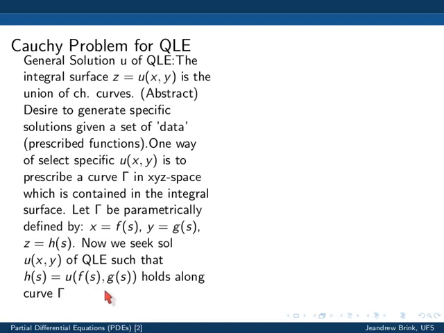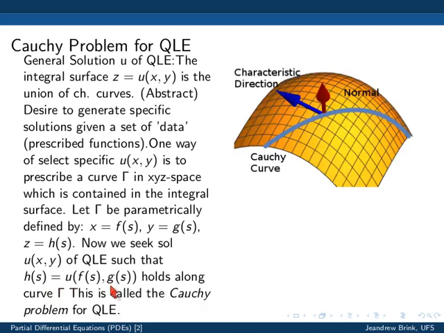Okay, so that's how we've translated this general specification of the curve into something that has meaning for our differential equation. In the special case, this can also be an initial condition problem, but it's more general than that. This particular problem is what they call the Cauchy problem. So let's just do it.